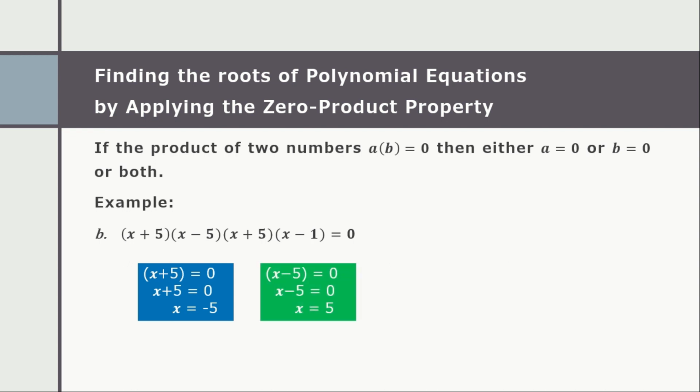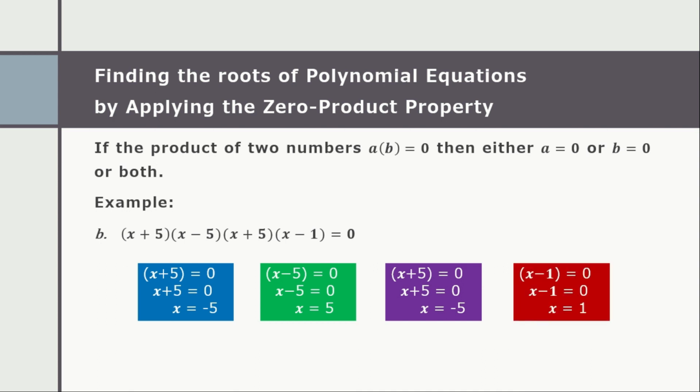The second one is x minus 5 equals 0. Transposing negative 5 will give us x, which is equal to positive 5. The third one is x plus 5. Equating it to 0 will give us x plus 5 equals 0. Transposing positive 5 will give us x, which is equal to negative 5. Then the fourth one is x minus 1 equated to 0 will give us x minus 1 equals 0. Transposing negative 1 will give us x, which is equal to positive 1.